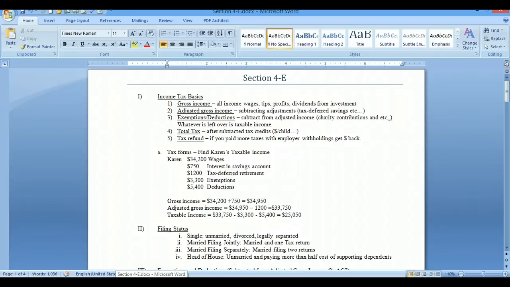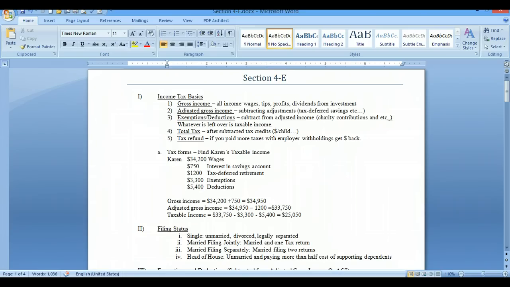Welcome to Section E on income taxes. The basics are the first definitions, gross income. This is all wages, tips, profits, dividends, capital gains, anything that you may have earned. The adjusted gross income takes your gross income and subtracts the adjustments, such as tax-deferred savings, like a 401k.